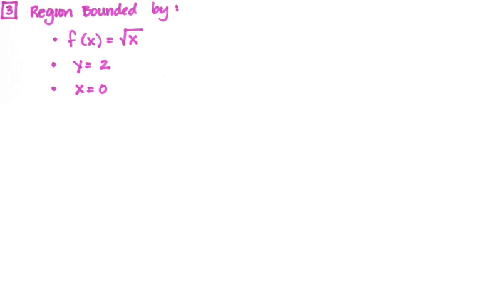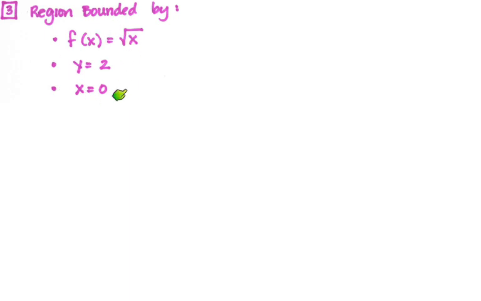We've got boundaries, same thing. We've got f of x equals the square root of x. We've got y equals 2 this time. And we have x equals 0. So y equals 2 is a horizontal line. x equals 0 is the y-axis.